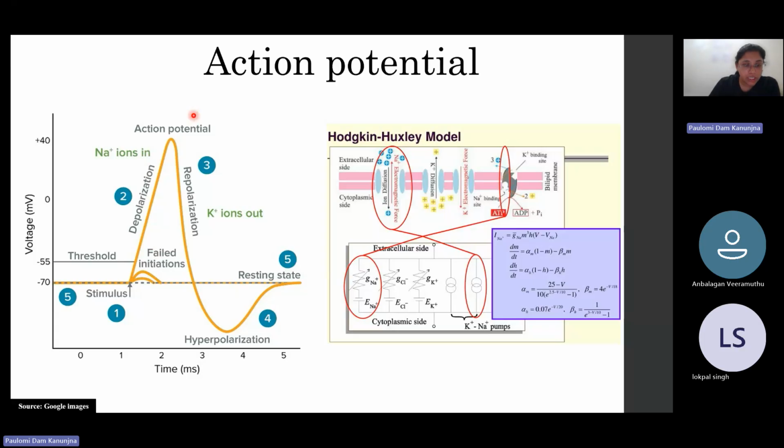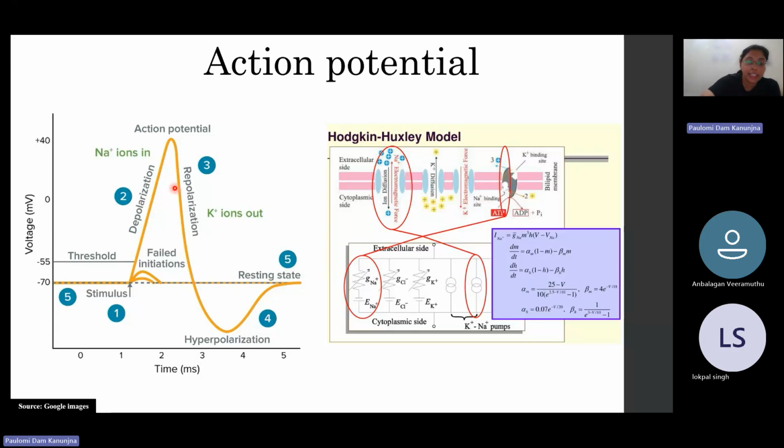This is called the upstroke. So you see a sharp upstroke, and the membrane potential now reaches plus 30, plus 40 millivolts. So from a minus 70, it reaches plus 40. Okay. Now, after it reaches plus 40, you see a sudden drop, right? Now, how do you see a sudden drop?